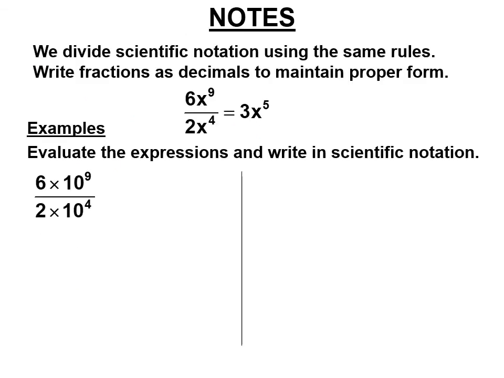All right, so we multiply scientific notation using these rules. We divide scientific notation using these rules. So 6 divided by 2 is 3. 10 to the ninth times 10 to the fourth, that cancels out, and you get 5. 3 times 10 to the fifth.